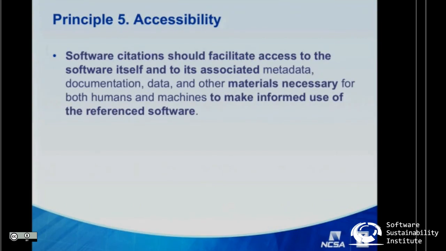Software citation should facilitate access to the software itself and to associated metadata. And it should allow people and machines to make informed use of the reference software. So one of the things that comes out of this is that we don't just mean open source software here. This could be commercial software. This could be closed source software. Whatever it is, we'd like a way of saying, here's where the software came from and here's how you can get that software, not necessarily free, but that there's some way that you can get to it. Or if you can't get to it, at least this is where it is and why you can't get to it if, let's say, it's proprietary in some way.